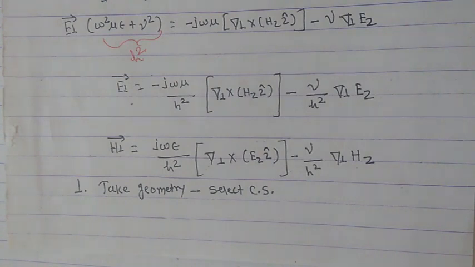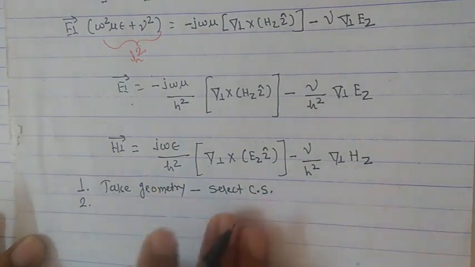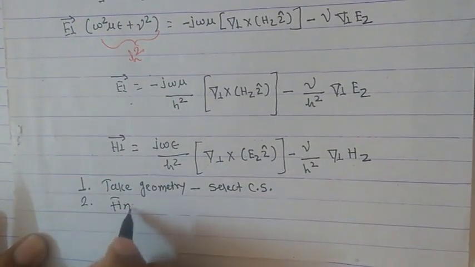So the first step to analyze a wave propagation problem is that you look at the geometry of your waveguide and select an appropriate coordinate system. In the rectangular coordinate system, x, y, z is appropriate, and for a circular waveguide it will be a cylindrical coordinate system.